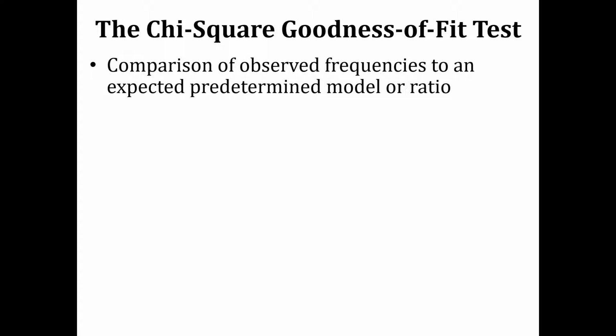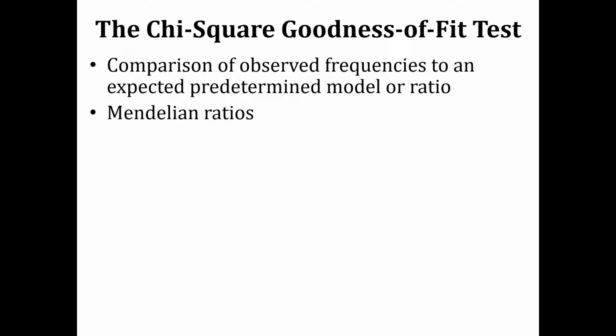Our next type of the chi-square test is the chi-square goodness of fit test. As its name indicates, it is a comparison of observed frequencies to an expected, predetermined model or ratio. It means that we are not assuming them to be homogeneous, or the same in all categories. Rather, we are assuming that these frequencies should appear in a pattern, in a ratio. And we are going to test whether our observed frequencies fit into that ratio or not. So what is the goodness of fit of our observed frequencies into those expected under that predefined ratio?